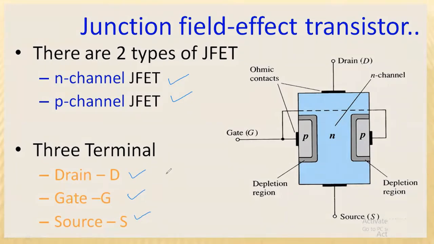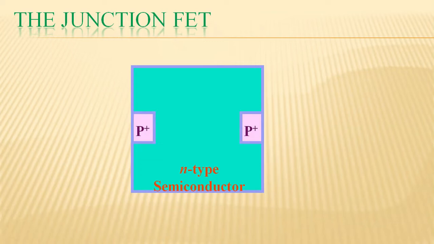Okay. Now let us see the construction of N-channel JFET. We have two types, N-channel JFET and P-channel JFET. So first one is N-channel JFET. In the N-channel JFET, first an N-type substrate will be taken, and on both sides of this wafer, heavily doped P-type impurities are diffused on both sides of this N-type semiconductor bar.